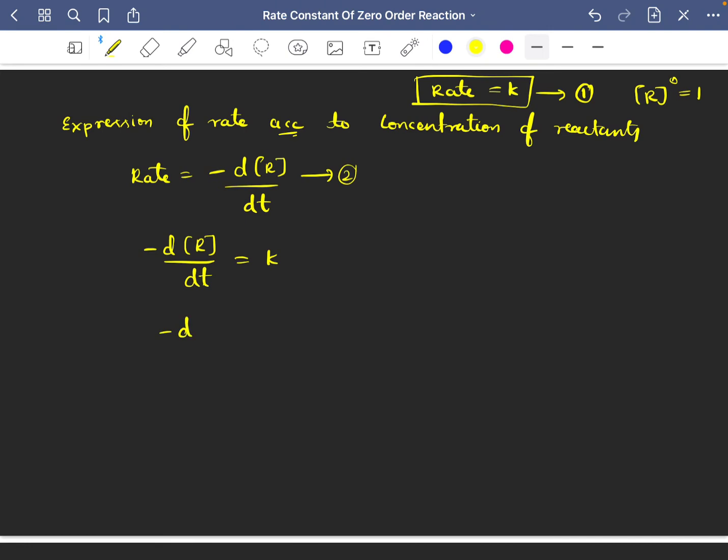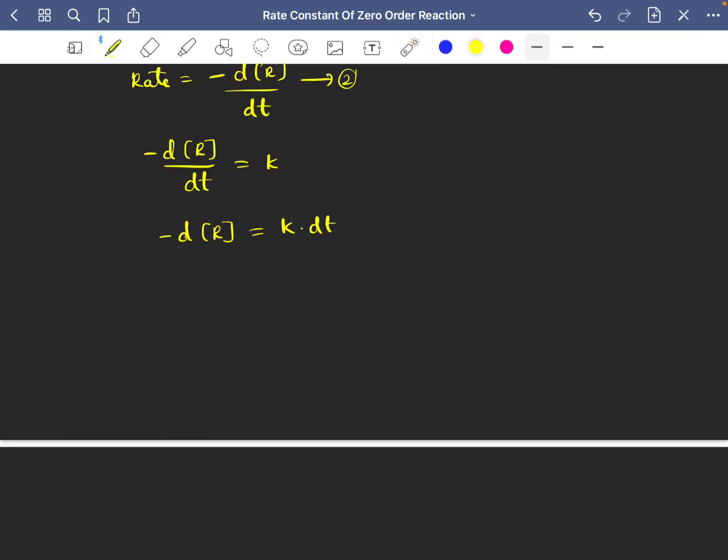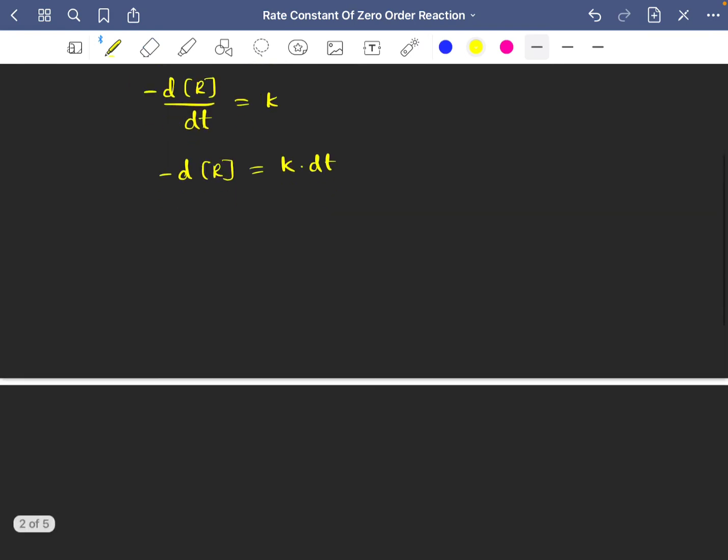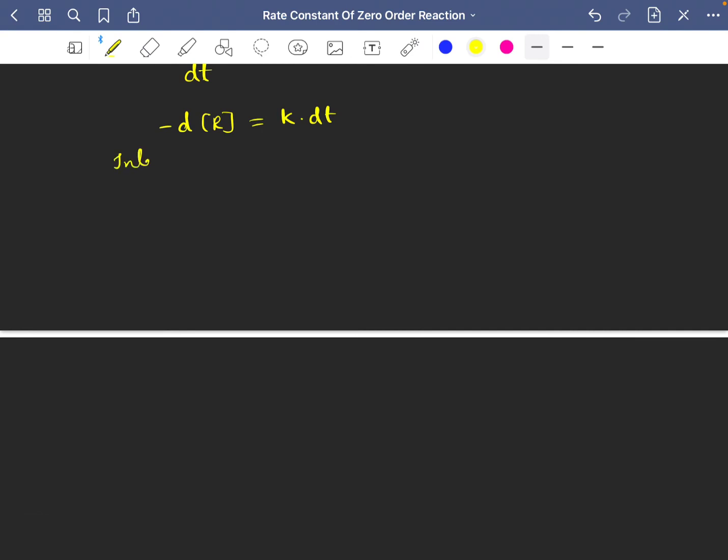Now minus change in concentration of reactant is equal to K into dt, we can write. You can take this dt towards the right hand side so that it comes to the numerator. So here we got minus d concentration of R is equal to K into dt. Now integrating on both sides. So note down, integrating on both sides. What we'll get is minus integration of d[R] is equal to K, which is constant here, let it be like this, integration of dt.